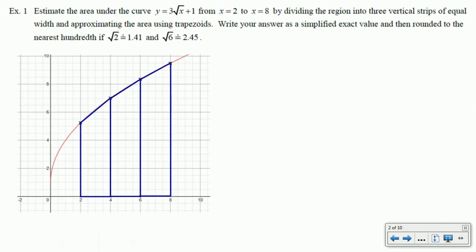So moving on to example number 1, we're going to estimate the area under this curve from 2 to 8 by dividing the region into 3 vertical strips of equal width and approximating the area using trapezoids. We're going to write our answer as a simplified exact value and then round it to the nearest hundredth if root 2 is that and root 6 is that. So before we get into this question, let's maybe see if we can get an approximate result from our calculators.